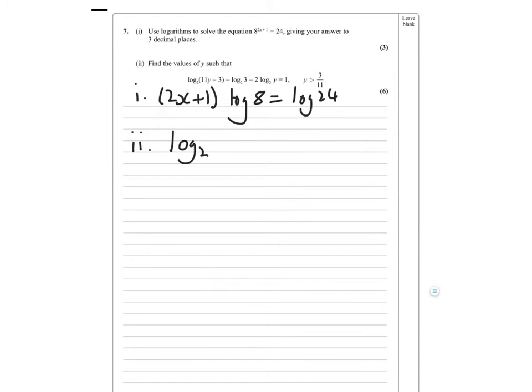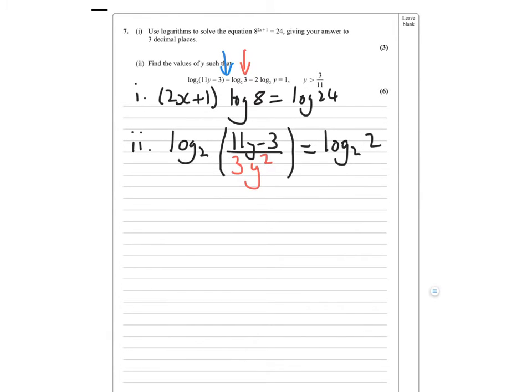So log 2 of, now these are your rules of logs that you should know. The 11y minus 3 is on top of the fraction. When we have a minus, that means we divide. So I'm dividing by 3, first of all, and I'm dividing by 2 log y, which we write as y squared. The 1 I convert into log 2. Log 2 of 2 is 1. So there you go.